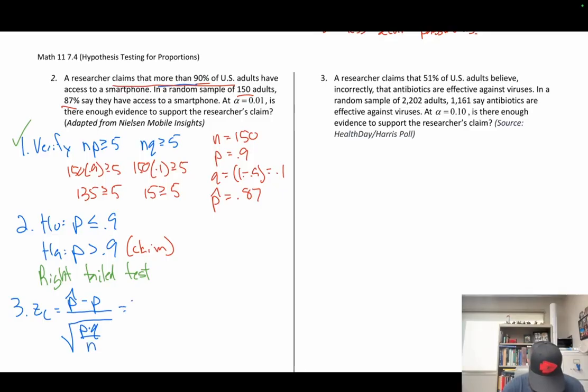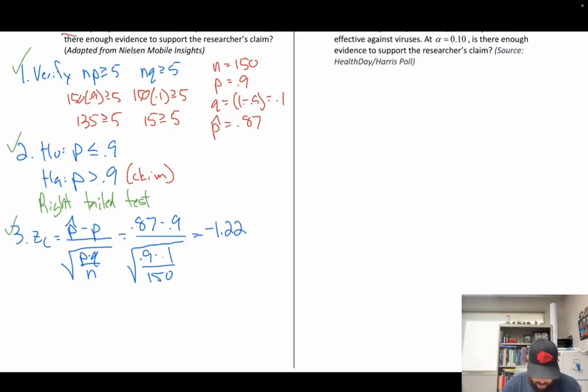All right, 3. Let's find our z. p hat is 0.87 minus our p, which is 0.9, over the square root of 0.9 times 0.1 all over 150. And that is roughly equivalent to negative 1.22. All right, so 2 and 3, we're good there.